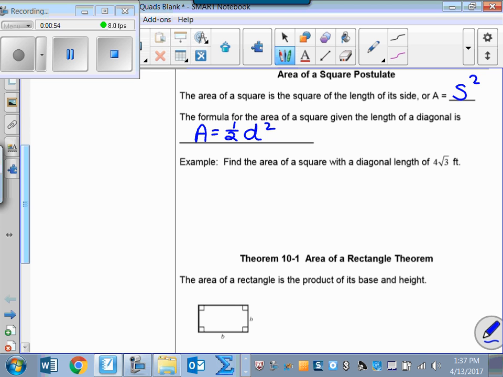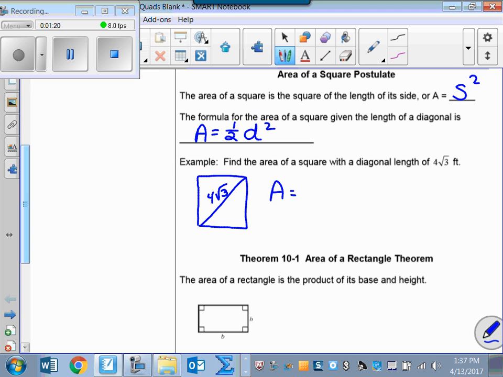Find the area of a square with a diagonal length of 4 times the square root of 3. Okay, so here's my square, here's my diagonal, 4 times the square root of 3. Now before I knew this handy formula I just gave you, we'd have to figure out what the side length of the square is. How would we do that? Well, we have two 45-45-90 triangles in there, but we don't have to do that now.